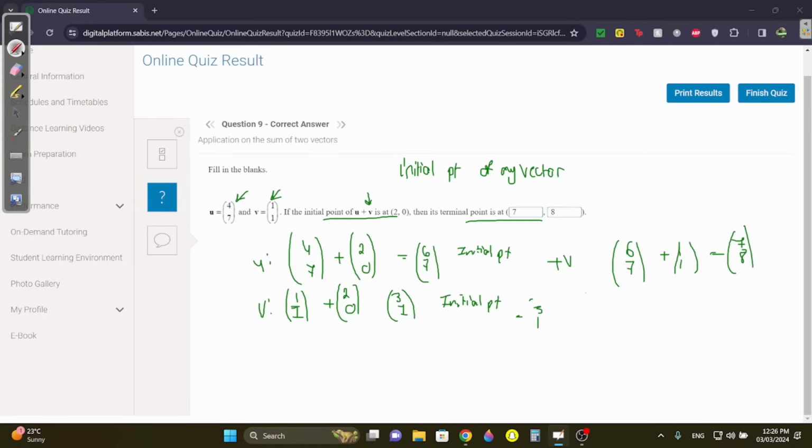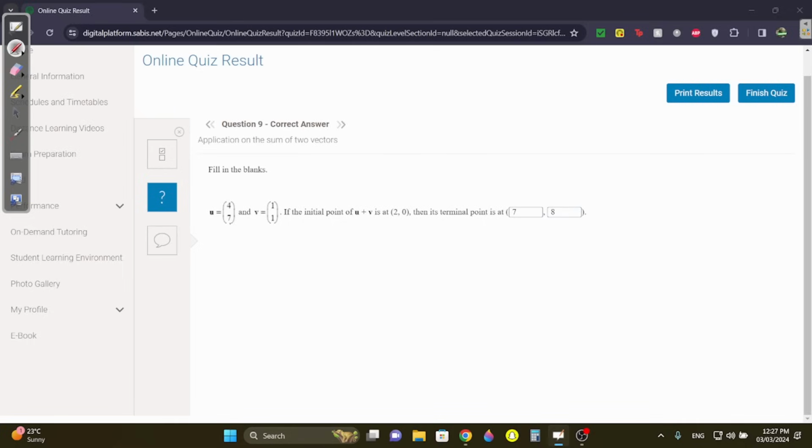It's the same as saying 3 1, which is our initial point, plus u, because this here we use the initial point of v. So what's left is to add u. Plus 4 7. You get 7 8. If you want an easy way to solve this, just look here. This plus this plus this, because it's u plus v plus initial. So you could just do 4 7, 1 1, 2 0. Add these all up. You get 4 plus 1 plus 2 is 7. 7 plus 1 plus 0 is 8. You're just adding them all up.